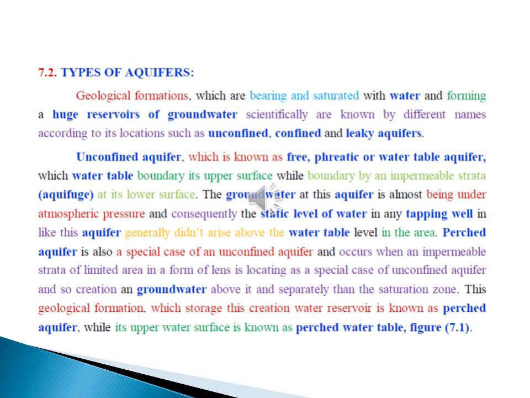Anyway, perched aquifers are a special case of unconfined aquifers and occur when an impermeable strata of limited area in the form of a lens is located, thus creating groundwater above it and separate from the saturation zone.